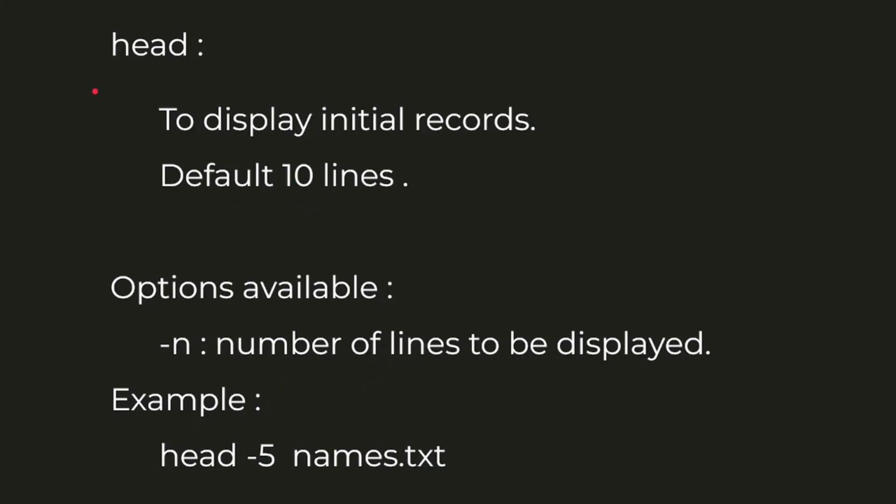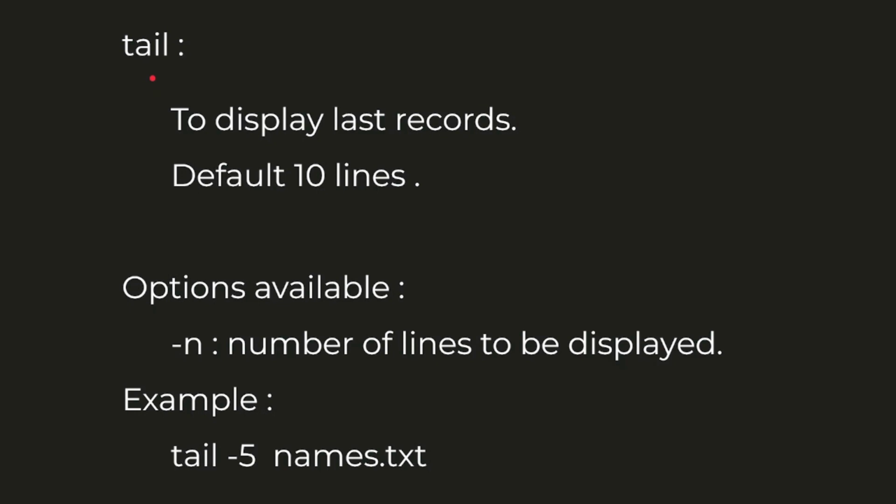Head command. Head command is used to display the initial records of the data. By default, it displays the first 10 lines of the input data or the input file. We can specify the number of rows or lines to be printed using hyphen n option. For example, you can see here, this command will print the first 5 lines of the file named names.txt.